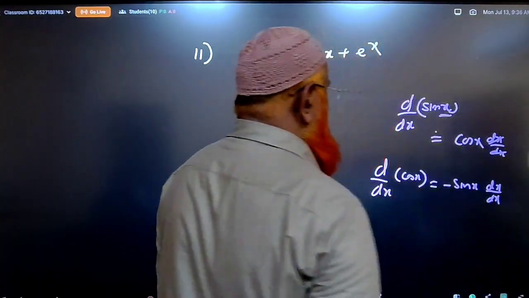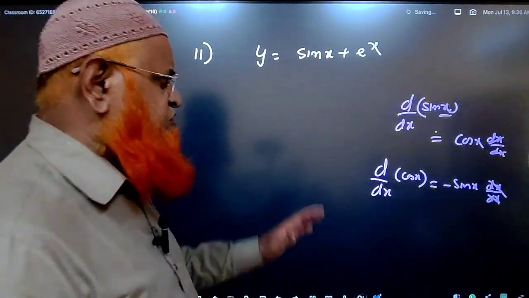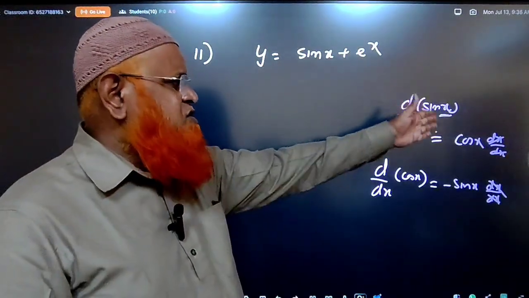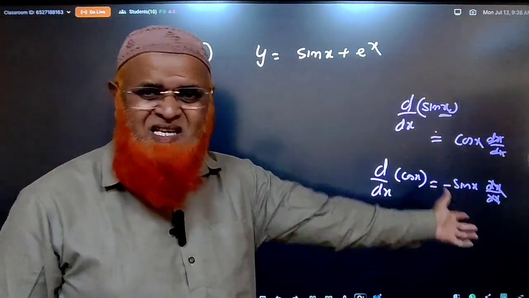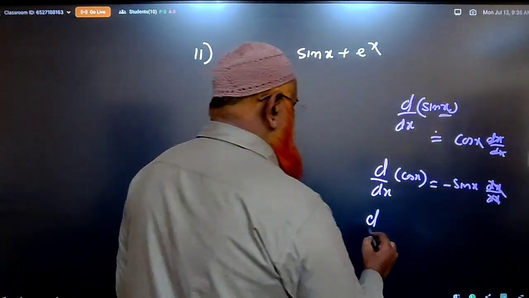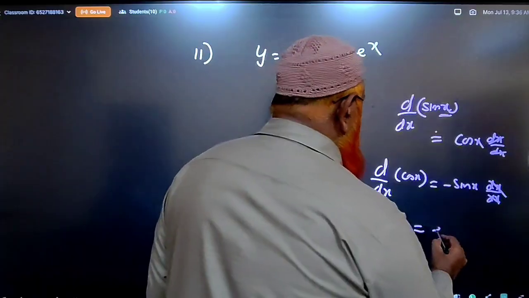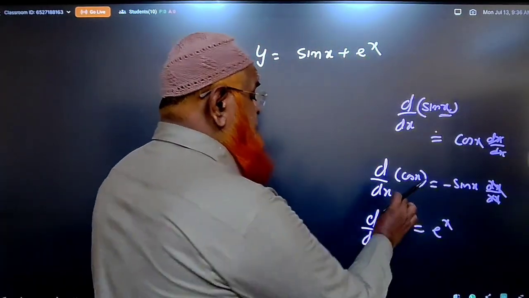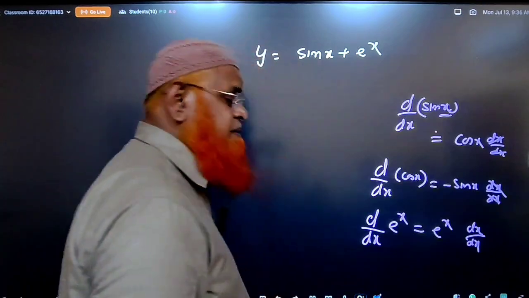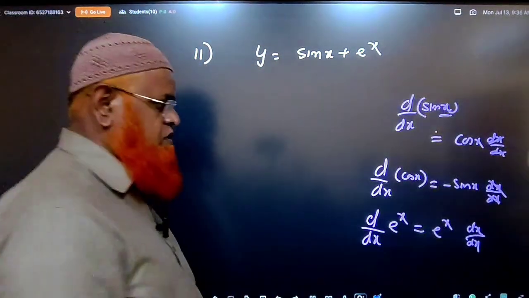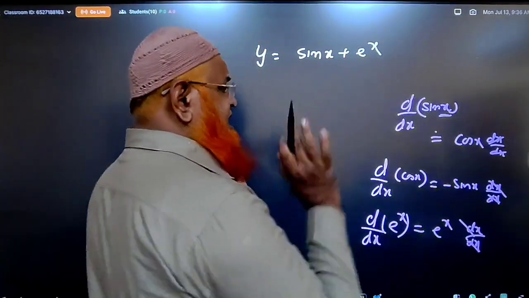Again, 2 layers, the inner layer x you have to do separately, dx by dx is going to be 1. So the formulas you have to remember are d by dx of sin x is going to be cos x, d by dx of cos x is going to be minus sin x. Then one more thing is d by dx of e power x is going to be e power x only. And the power separately you have to do, dx by dx going to be 1 again. So you need not write this one. So d by dx of e power x is e power x.